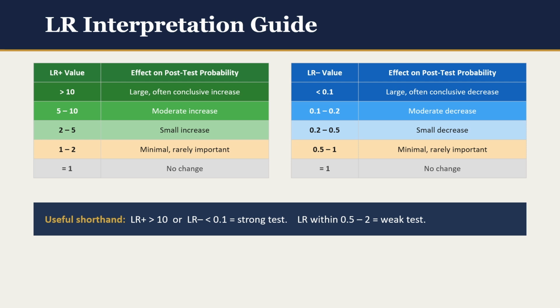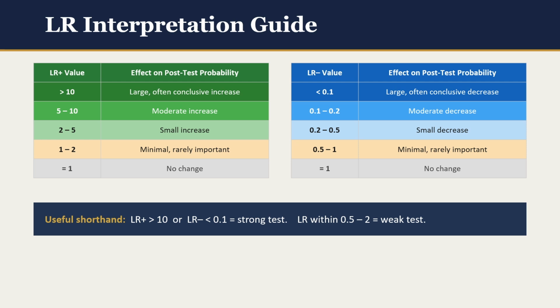Values between 0.1 and 0.2 produce a moderate decrease. Values between 0.2 and 0.5 produce a small decrease. Values between 0.5 and 1 are minimally useful. The practical shorthand: if LR plus is greater than 10 or LR minus is less than 0.1, you have a strong test for that direction.